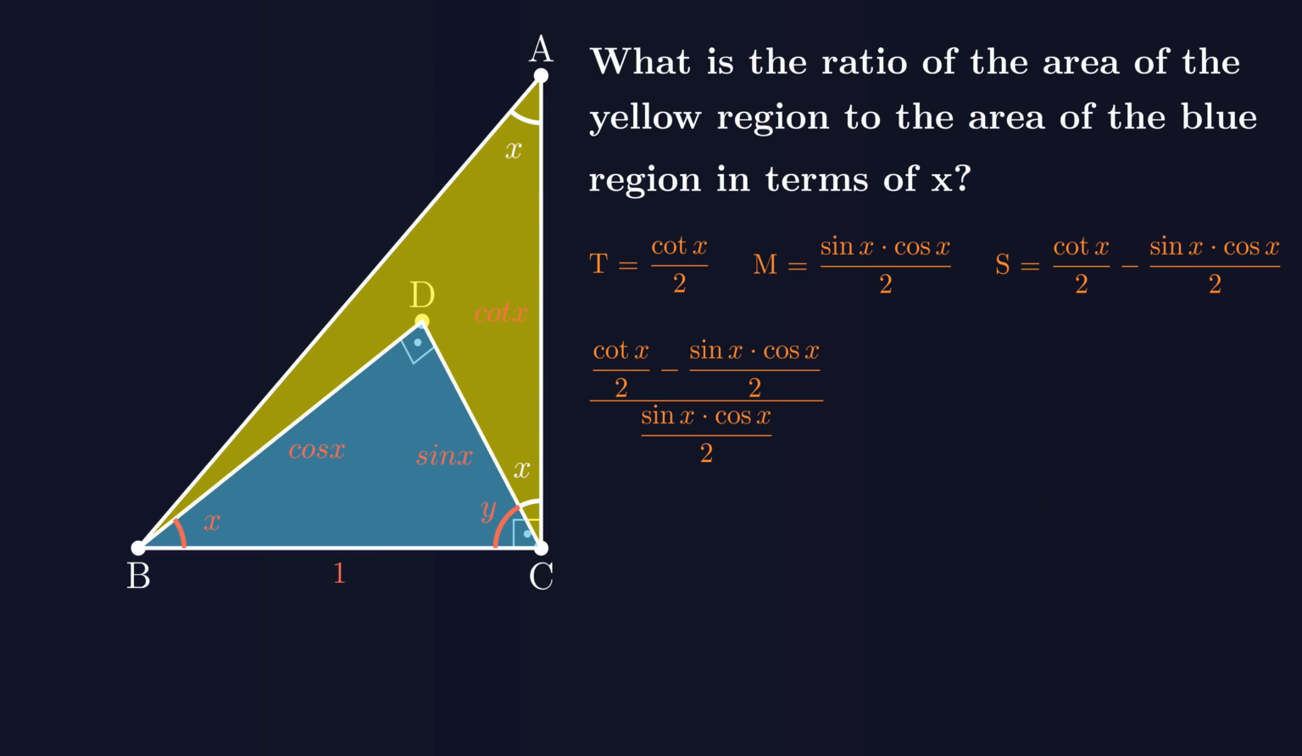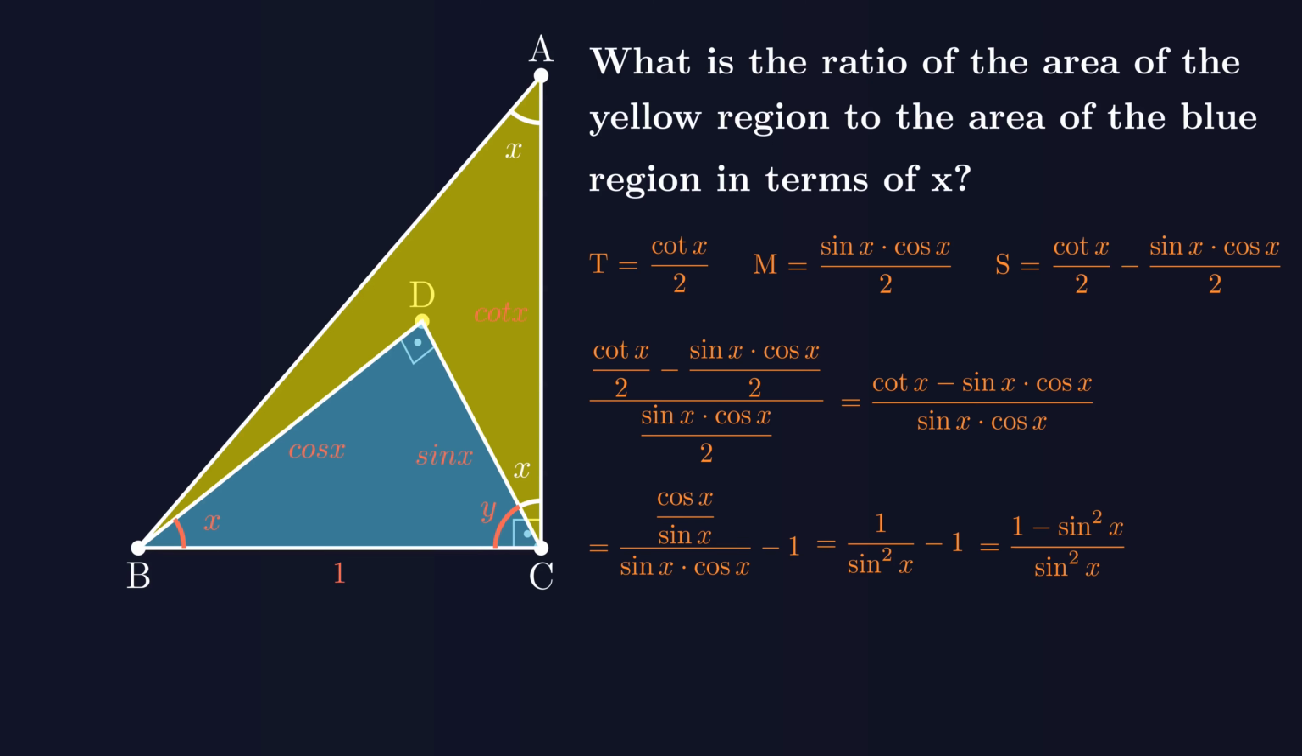Let's simplify this expression. As you can see, there are a lot of 2's in this expression. They're in both the numerator and denominator, so they cancel out. Now take a look. Both the top and the bottom have sine x times cosine x, so we can simplify the whole thing. Cotangent x divided by sine x times cosine x, minus 1. Now remember that cotangent x is equal to cosine x divided by sine x. If we plug that in, the cosine x terms cancel out, and we're left with 1 divided by sine squared x, minus 1. Let's move the minus 1 up into the numerator. That gives us 1 minus sine squared x divided by sine squared x.